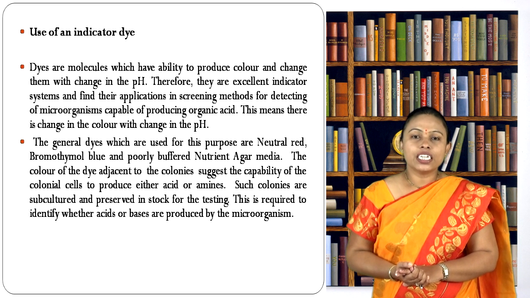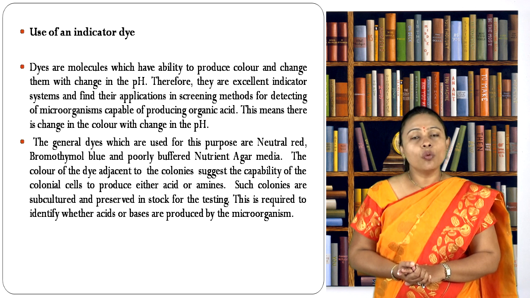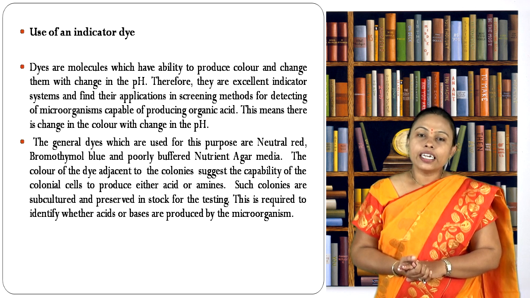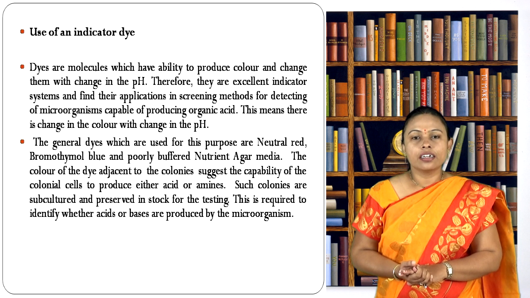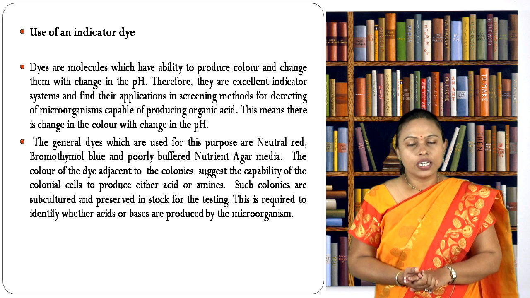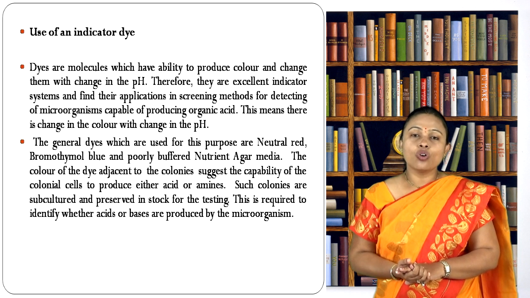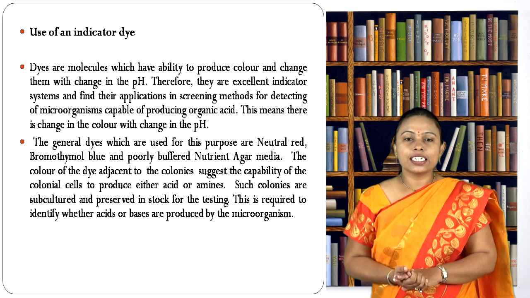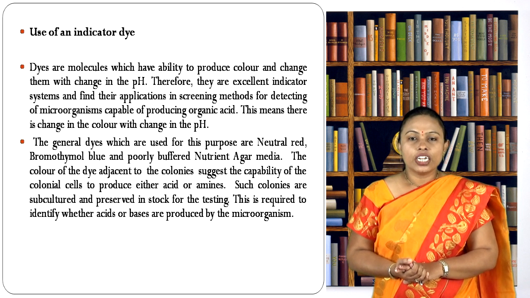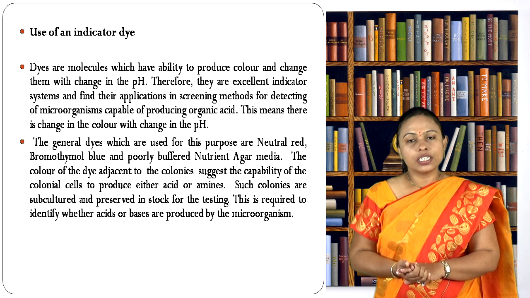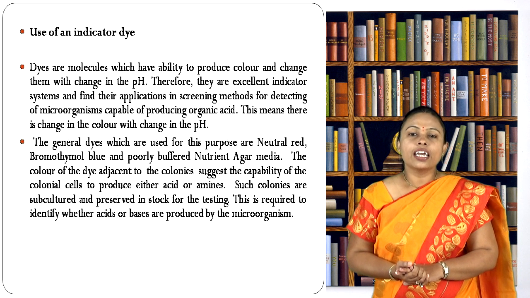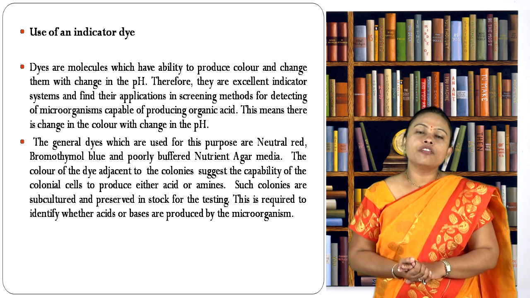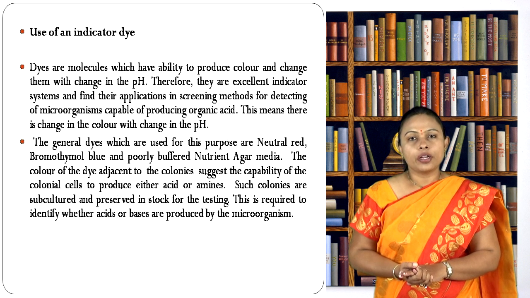The medium which is taken for isolation is a poorly buffered nutrient agar medium containing the indicator dye. Change in the color of the colonies of the cells which grow on the medium indicate production of organic acids. The color change in the cells also indicate and require further testing to identify which kind of acids are produced by the microorganism.